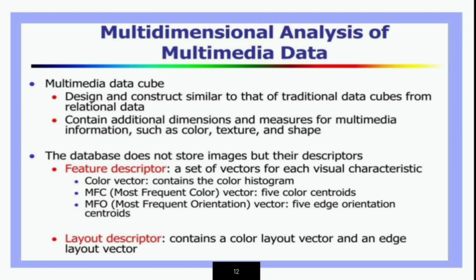One more important slide to talk about is multidimensional analysis of multimedia data. A multimedia data cube can have additional dimensions and measures for multimedia data such as color, texture and shape. The database does not store images but their descriptors, like the feature descriptor and the layout descriptor, where the feature descriptor contains a set of vectors for each visual characteristic, which includes color, MFC, MFO, which stands for most frequent color, most frequent orientation, and the layout descriptor contains a color layout vector and an edge layout vector.